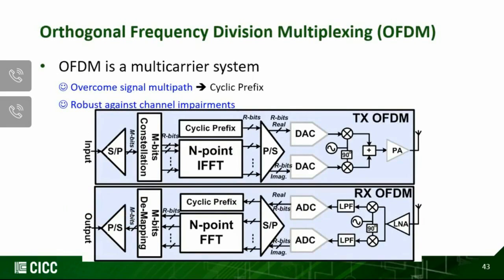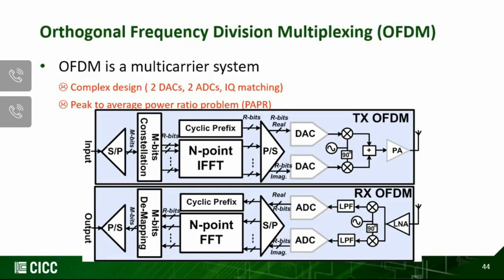Orthogonal frequency division multiplexing, or OFDM, is widely used to overcome unknown or fading channels, which is perfectly adaptable for the capacitive BCC, which has varying return path conditions, hence resulting in varying path loss. So this overcomes the signal multipath by the cyclic prefix. It's very robust against channel impairments.